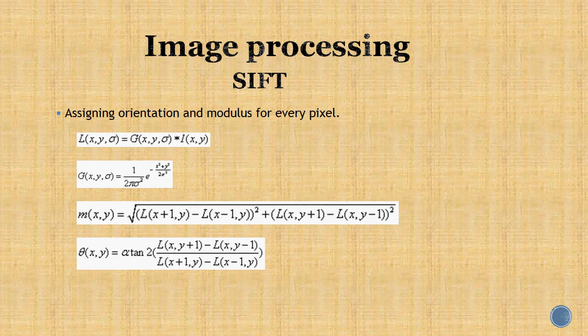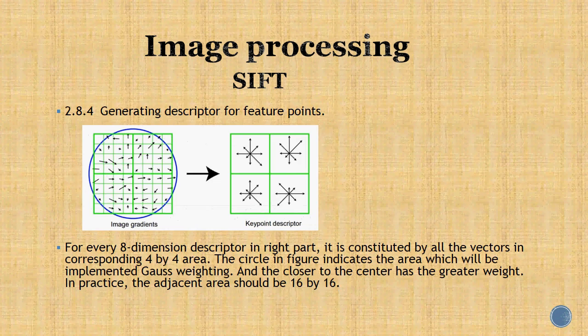Now, the next step is assigning a vector for every pixel of the image. The third function calculates the modulus of the vector, and the last function calculates the orientation. Now we should get an image like that.